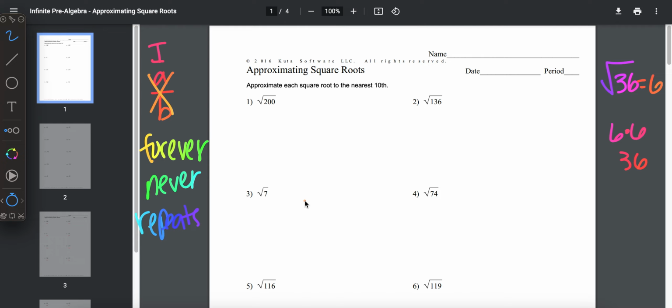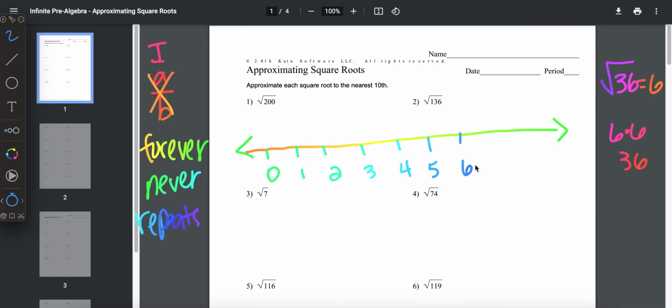So what we want to do to approximate is we kind of want to rewrite the number line. So I'm going to show you how to rewrite a number line. So we're going to have our normal number line here where we have 0, 1, 2, 3, 4, 5, 6, 7, 8, and we'll go to 9. And then up top I'm going to write its values as a square root.